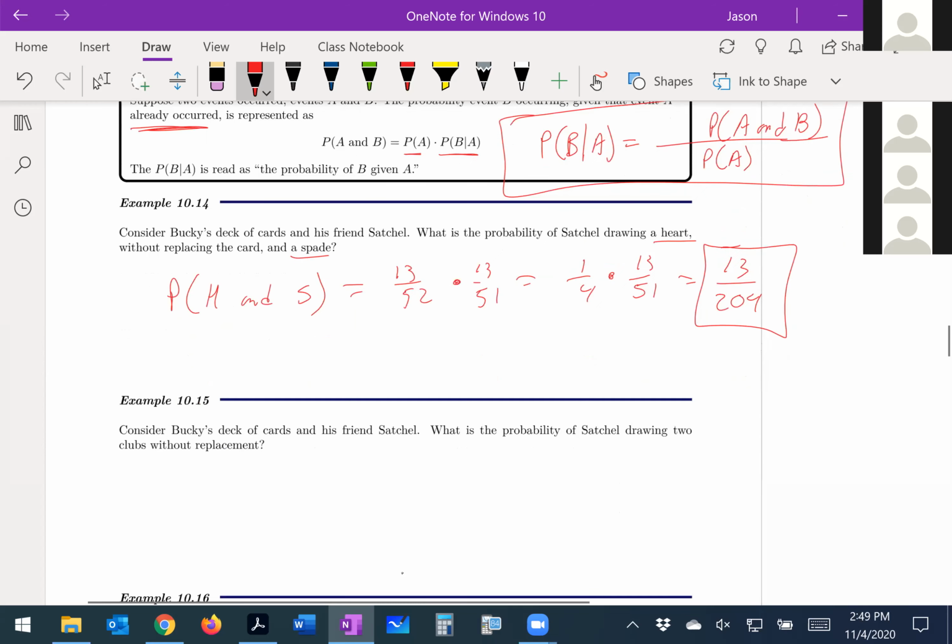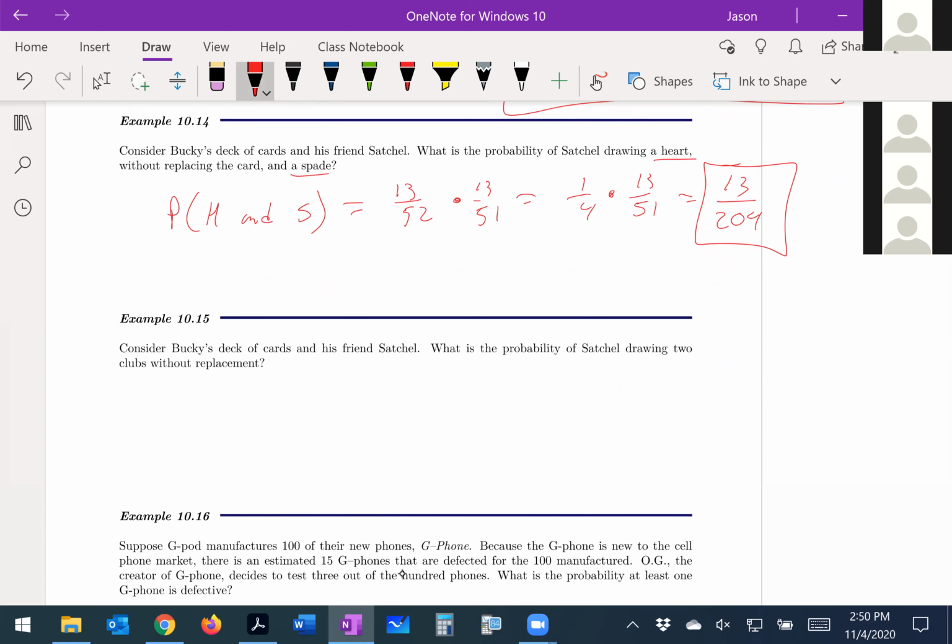What about this one: consider Bucky's deck of cards and his friend Satchel. What's the probability of Satchel drawing 2 clubs without replacing them? So we're going to draw a club and then a club. What's the probability of getting a club and then another club? Well, the probability of getting a club is 1 out of 4, or 13 out of 52. What's the probability of drawing another club without replacing it? It's 12 out of 52, or sorry, 12 out of 51.